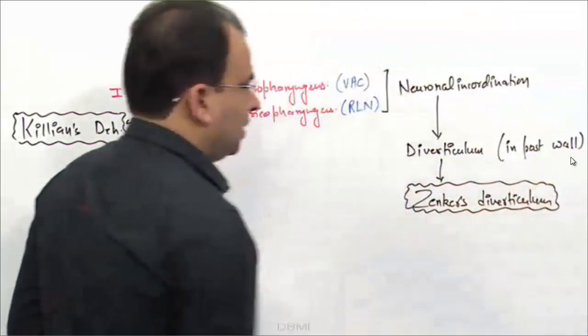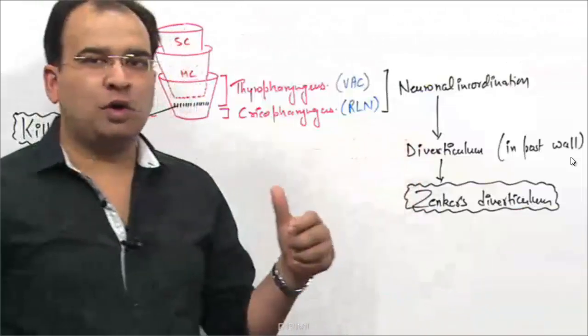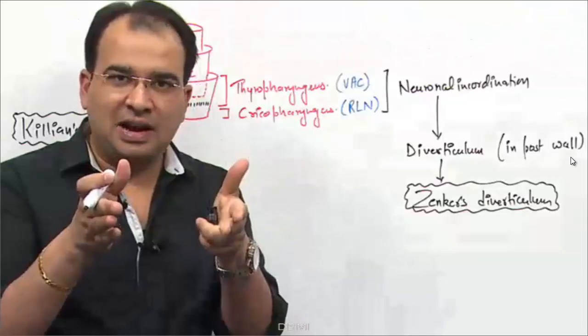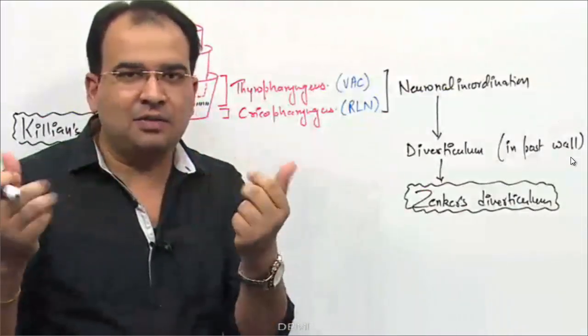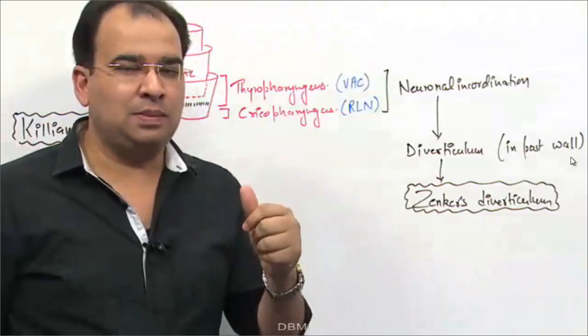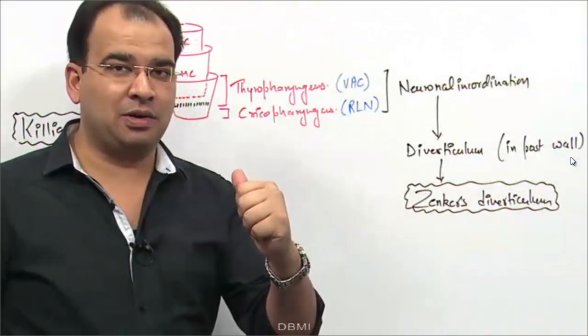Zenker's diverticulum. Which wall of the pharynx is the Zenker's diverticulum present in? That is the posterior wall. You cannot have it laterally, cannot have it anteriorly. Anteriorly we have cartilage, laterally we also have cartilage. Thyroid cartilage is present around it. So the only site we can have Zenker's diverticulum is posteriorly.